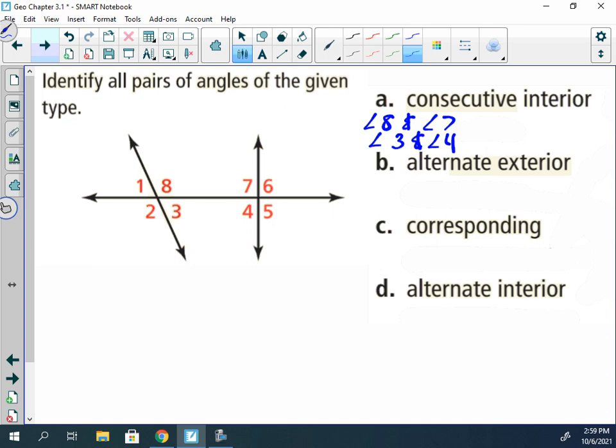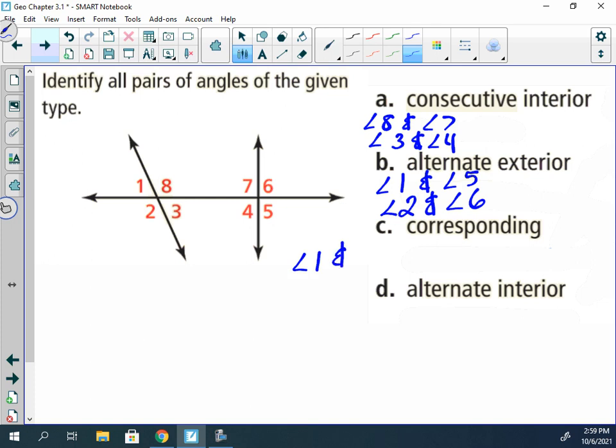Alternate exterior, so we're talking about the angles outside. What's one of the angles outside? And it's 5. 1 and 5 are both outside and on opposite sides of that transversal. One's above the line, one's below. So they're alternate exterior. 2 and 6. 2 is below, 6 is above. So they're alternate exterior.